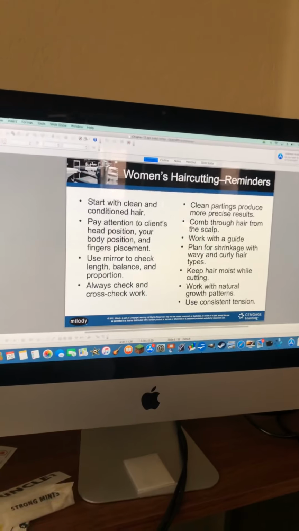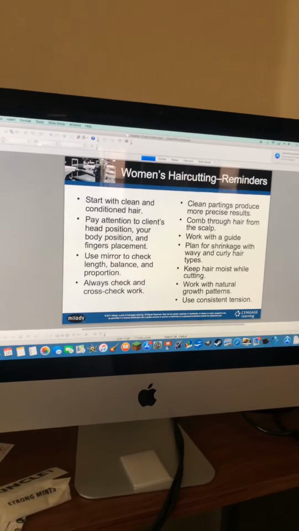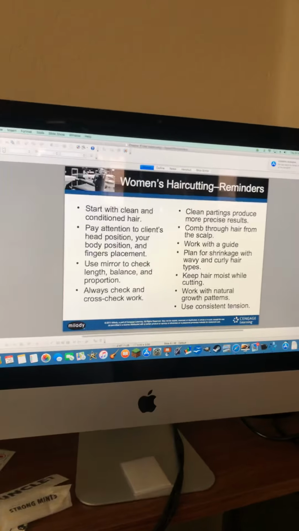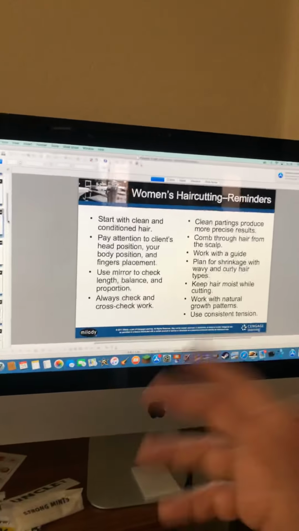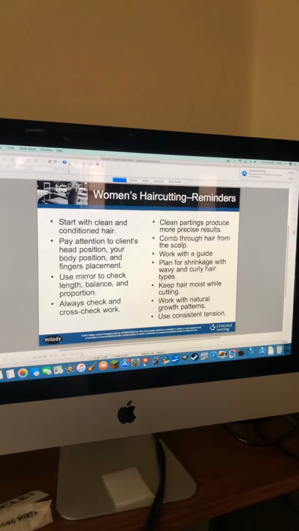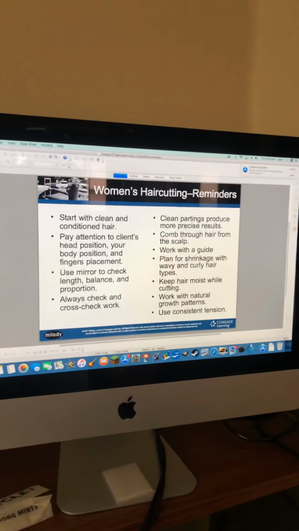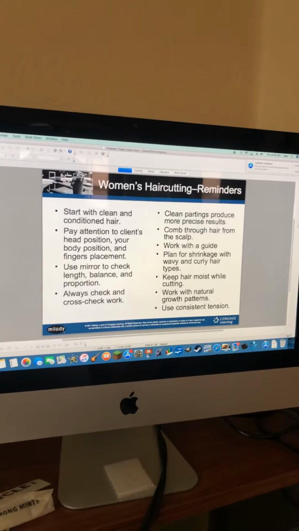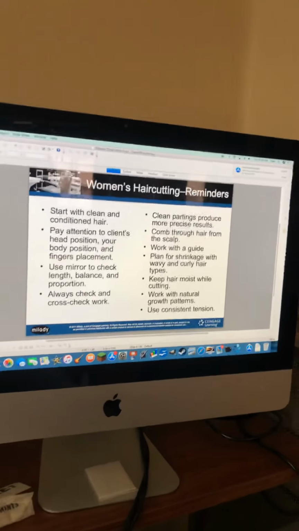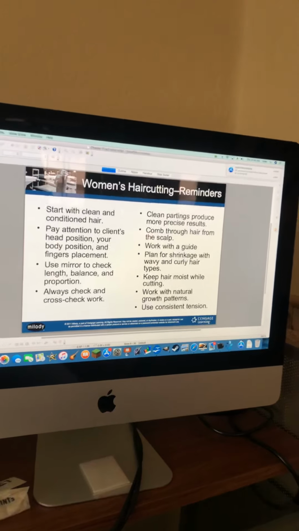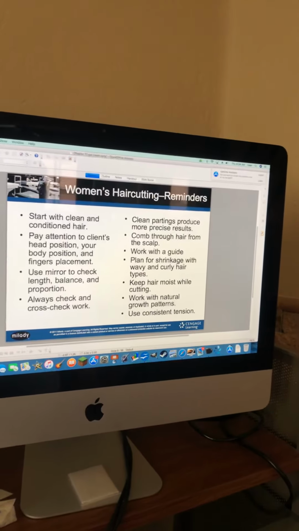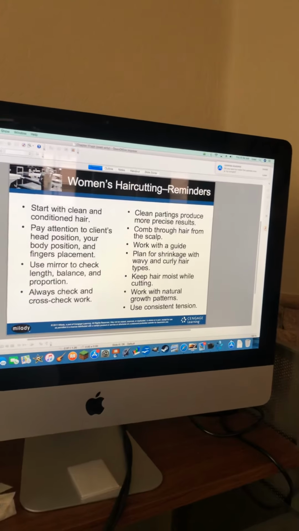Reminders: start with clean and conditioned hair. Pay attention to the client's head position, your body position, and finger placement. Of course, that's referring to your posture. Use the mirror to check length, balance, and proportion. Always check and cross-check your work. Clean partings produce more precise results, so that's when you're doing sectioning. Comb through hair from the scalp. That way you get all the hair.